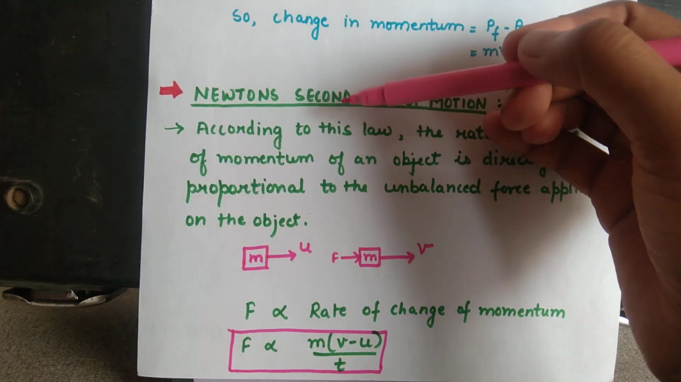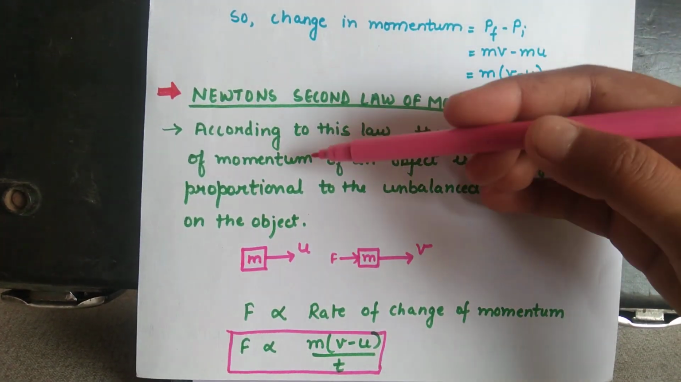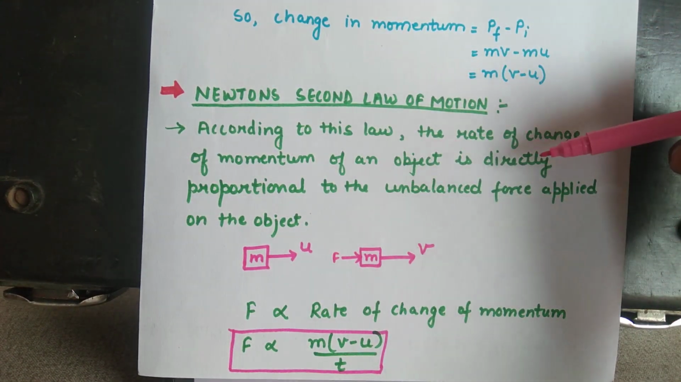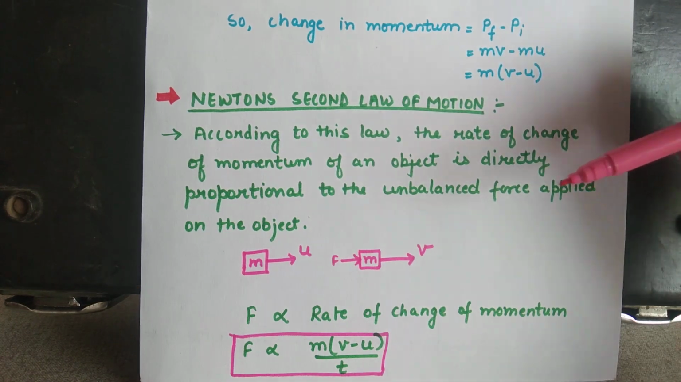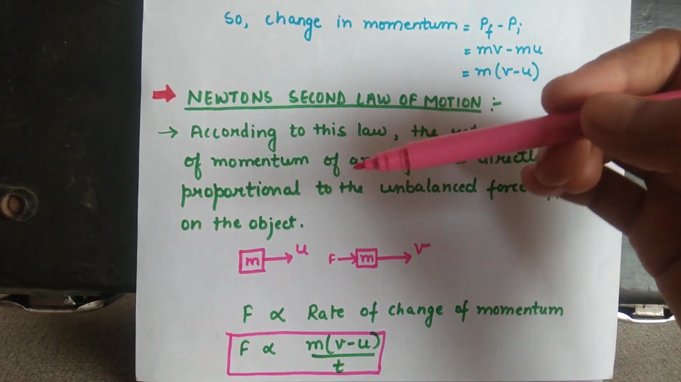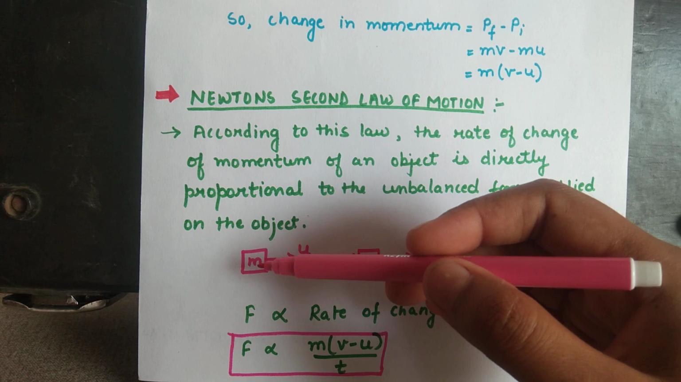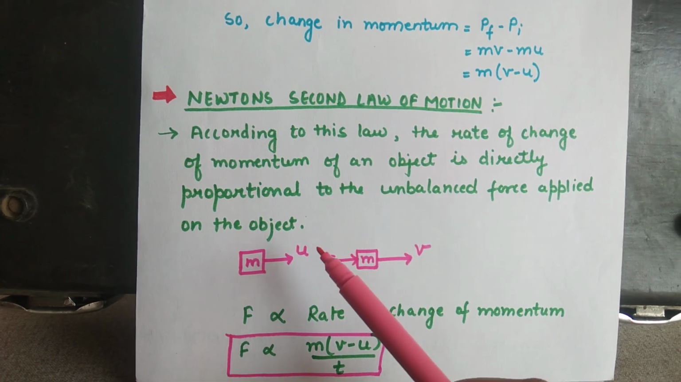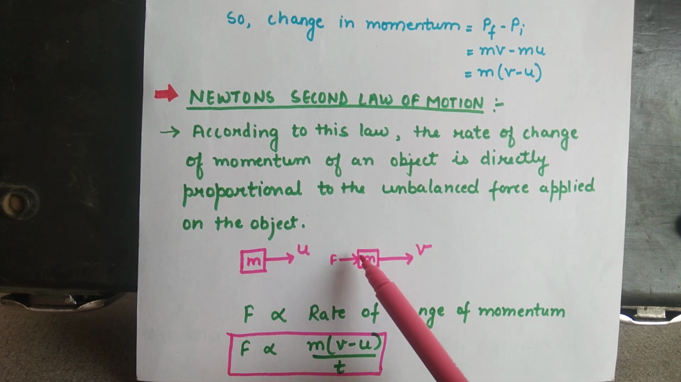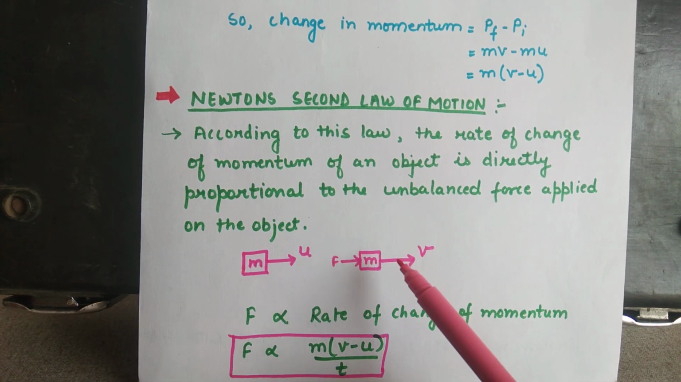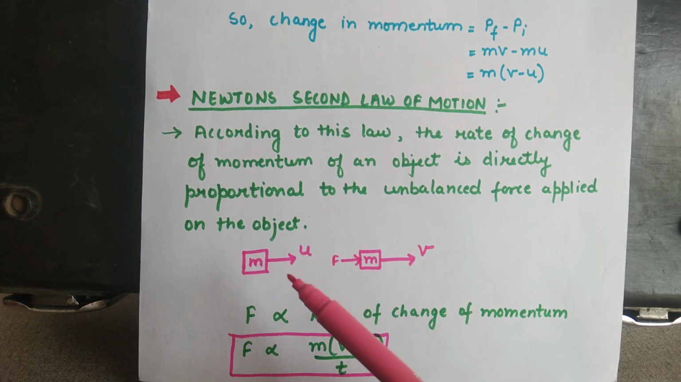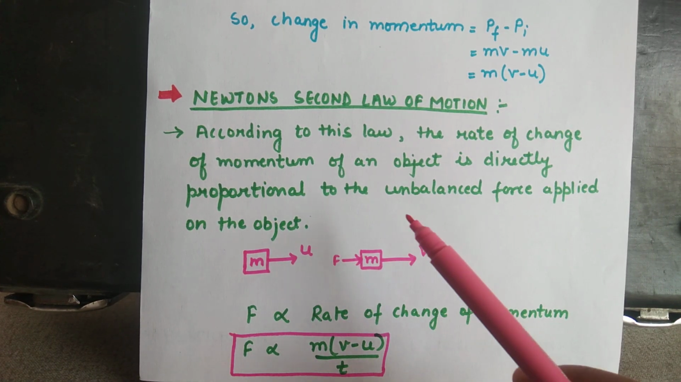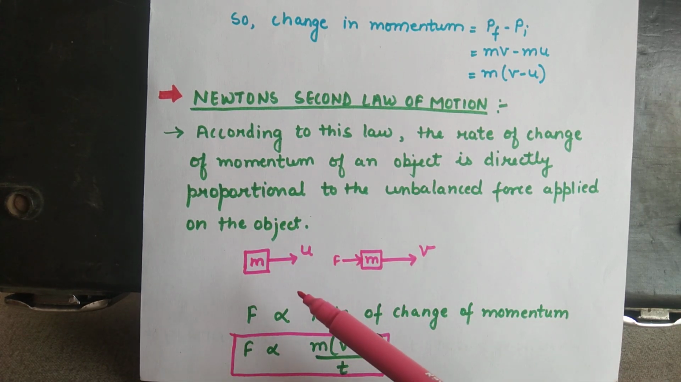Now here we go with Newton's second law of motion. According to Newton's second law of motion, the rate of change of momentum of an object is directly proportional to the unbalanced force applied on the object. What does it mean? If an object of mass m is moving initially with initial velocity u, when we apply force F on the object, its velocity becomes v. So from here we will calculate the change in momentum, that is the final momentum minus the initial momentum.